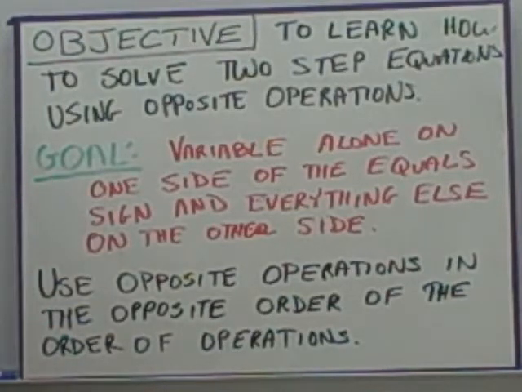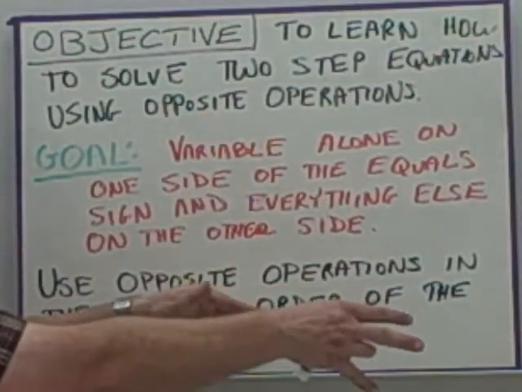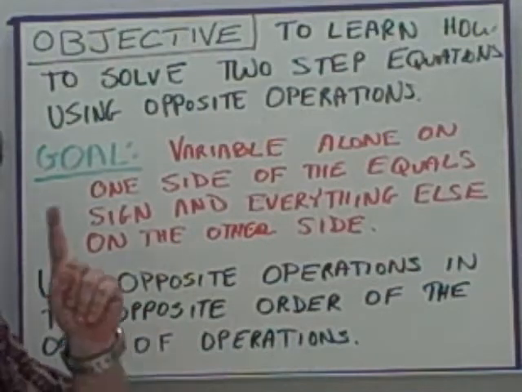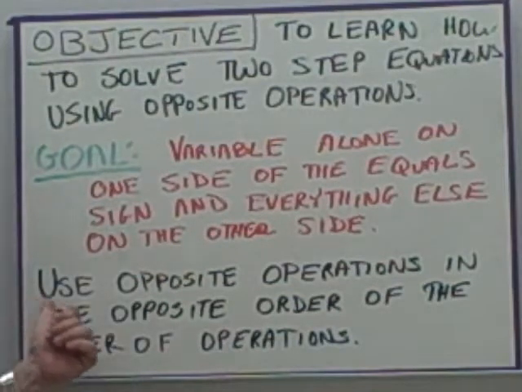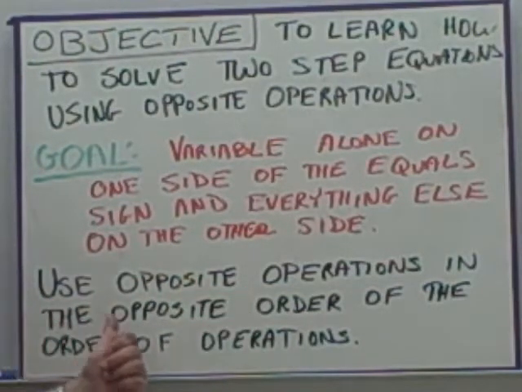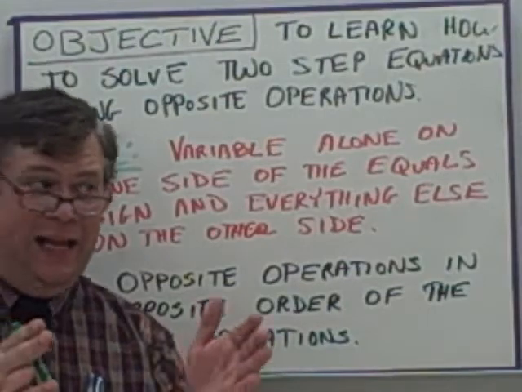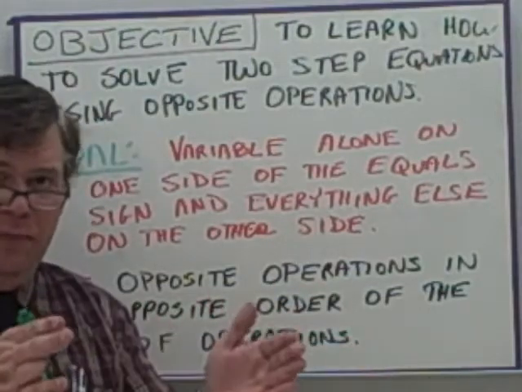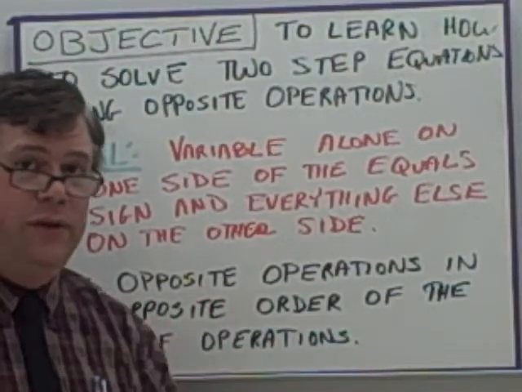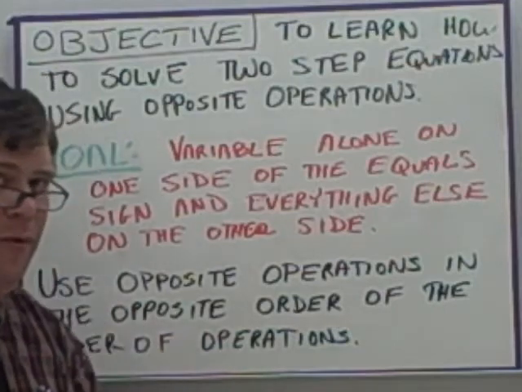The goal in solving an equation is to get the variable alone on one side of the equal sign and everything else to the other side simplified down to one number. Use opposite operations in the opposite order of operations to get this done. So not only are we using the opposite operations, instead of adding, we're subtracting, instead of dividing, we're multiplying, or vice versa, we're also using the opposite of the order of operations.